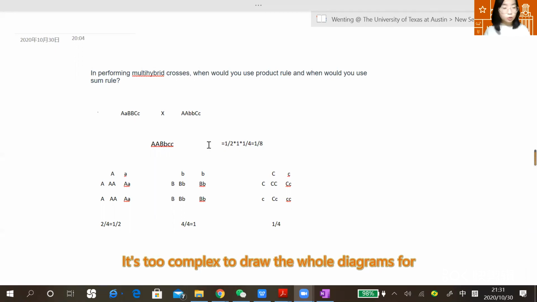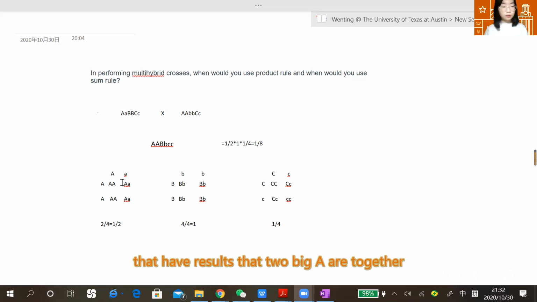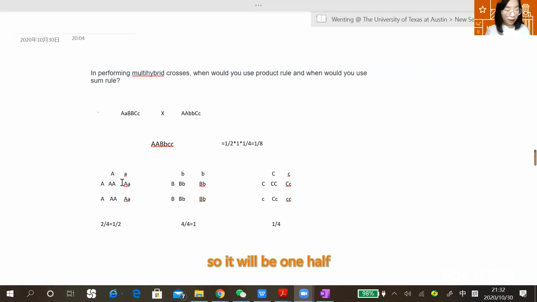It's too complex to draw the whole diagram for all genes together, so we will break it into three single-gene square charts. I have gene A, gene B, gene C. For gene A, we have 2/4 that result in big A big A, so it will be 1/2.